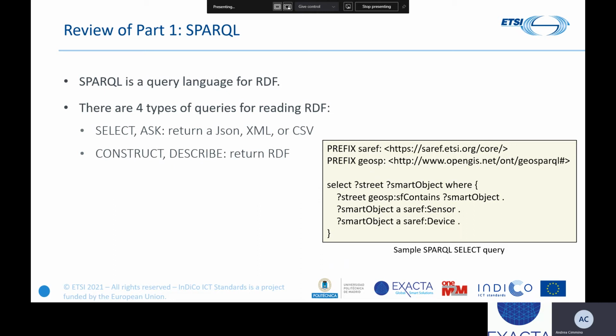And the next statements are similar. We have smart object, a SAREF type. It means that any smart object that is in the range of the property sf:contains has the type SAREF sensor and also has the type SAREF device. This is a very quick catch on the standard. For further details, we really recommend checking our first tutorial, which explains in more detail these technologies.